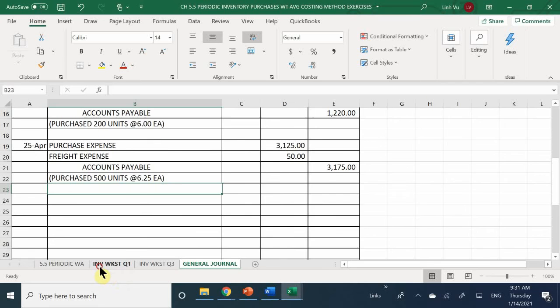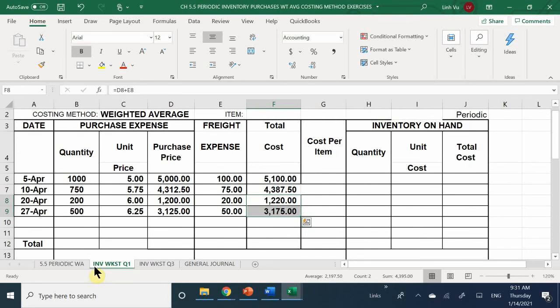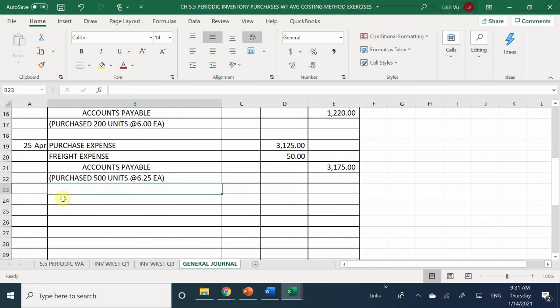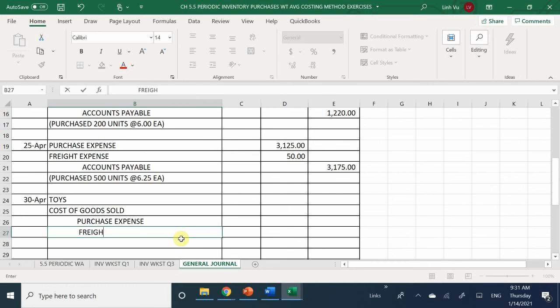So this is where one of the steps here is, well, I know I need to do a conversion entry, but I'm going to go ahead and do my worksheet first. So then I can get everything out of the way and we can plug in our answers that way. But we know what a conversion entry entails. We know that there's going to be toys at the end of the day, right? We know that this journal is going to happen on April 30th. So we're going to have toys. We're definitely going to have a cost of goods sold. And we know that we're definitely going to have to zero out our purchase expense, and we know that we're going to have to zero out our freight. So in this one, we know what's going to happen. We know what the journal is going to look like.